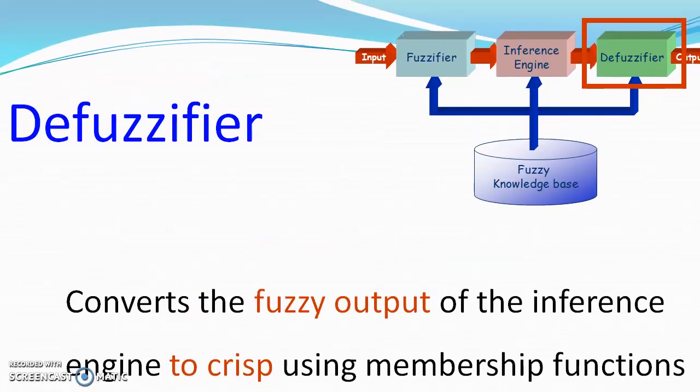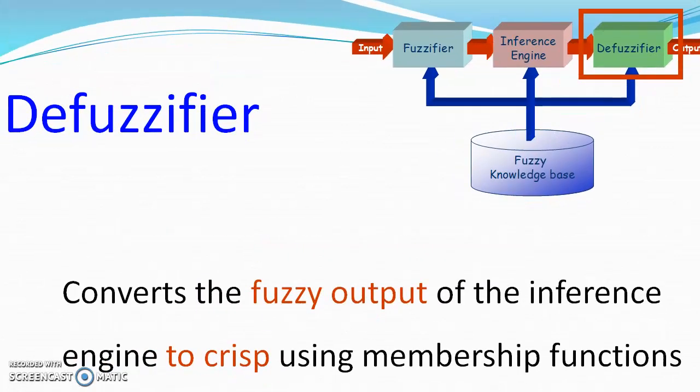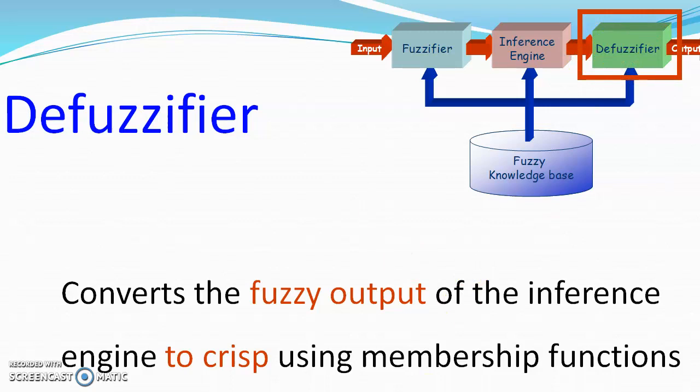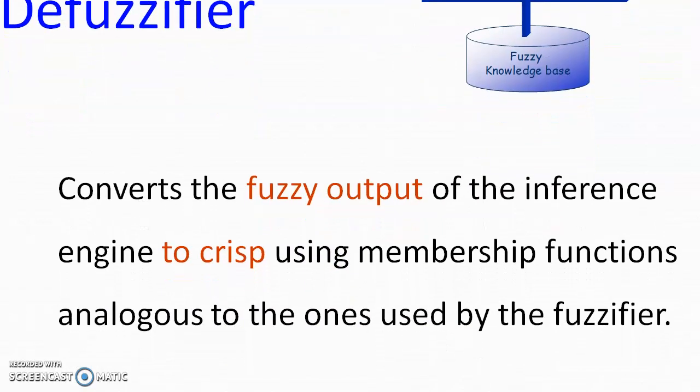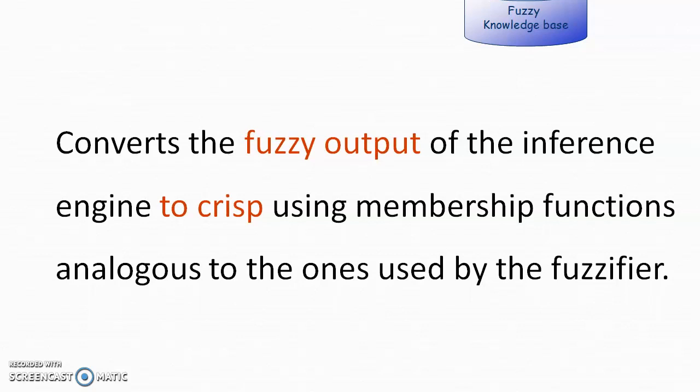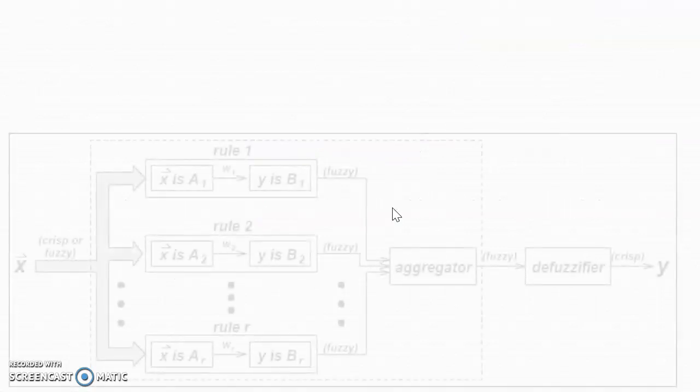The third building block is called the defuzzifier, right? The work of the defuzzifier lies in the conversion of the fuzzy output, which we obtain from the fuzzy inference engine, to a crisp value using the same membership functions related to the ones used by the fuzzifier. So these are the three major building blocks of how the fuzzy inference system works.